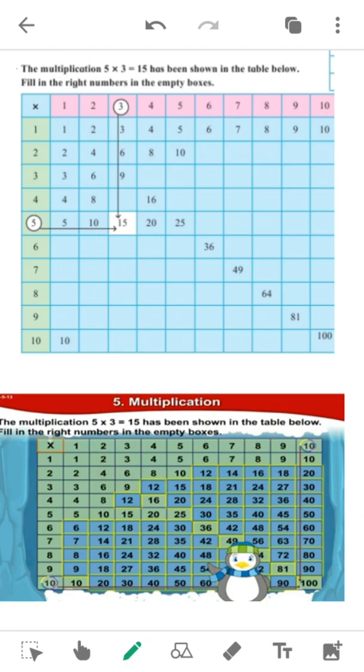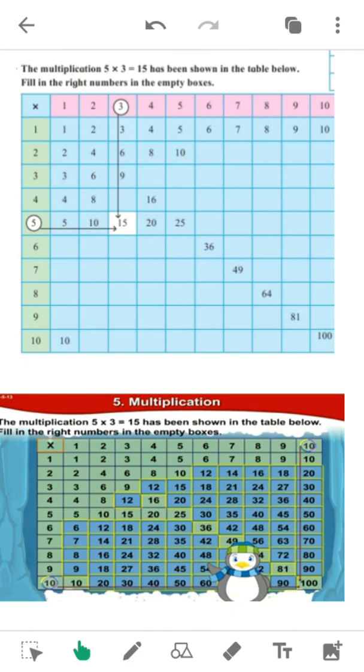Okay, first the multiplication. 5 multiplied by 3 is equal to 15, as has been shown in the table below. 5 multiplied by 3 has been already shown in the table. 5 1s are 5, 5 2s are 10, and 5 3s are 15. So fill in the right numbers in the empty boxes.